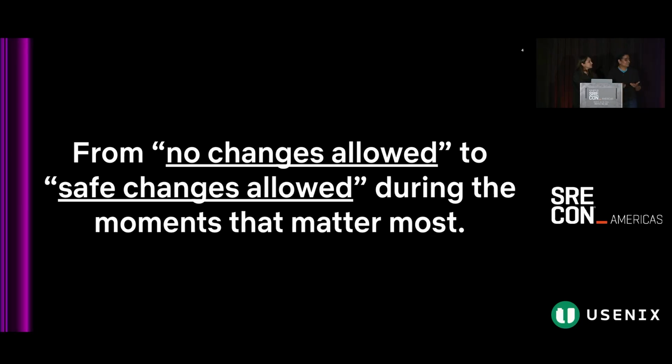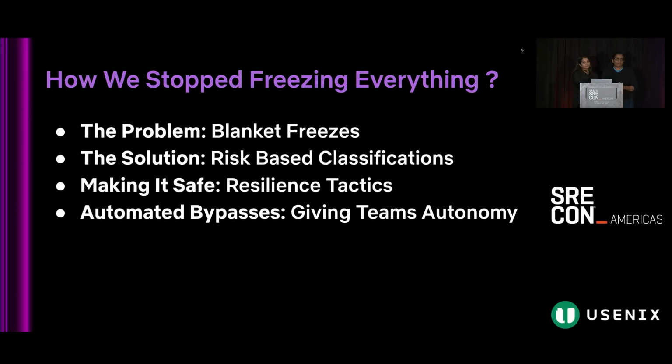We'll talk a little bit about how we went from no changes allowed to allowing some changes during some of the most critical events at Netflix. We'll spend the next 15 minutes talking about what's wrong with blanket freezes and how they typically backfire, how we replaced it with some risk-based classification and signals. We'll talk through some resiliency tactics that make the deploys safe. And finally, how we automated the bypass so teams can ship when it matters and not have to keep asking for permission. So hopefully by the end of this talk, you have at least 3 concrete things you can try within your own organizations.